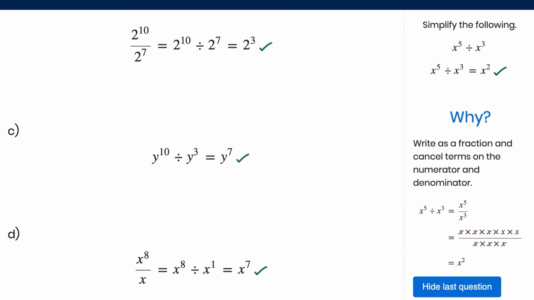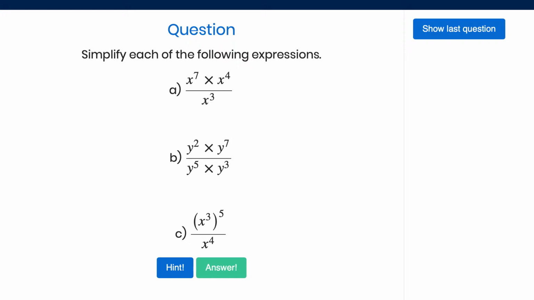Right, let's step it up by combining the division law with the index laws for multiplication and powers of powers. Simplify each of these expressions. As a hint, simplify the numerator first. Pause the video and have a go.